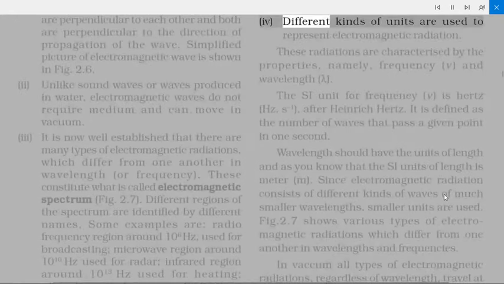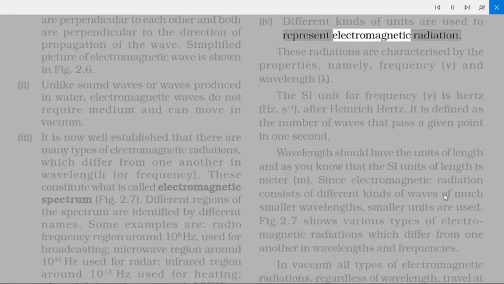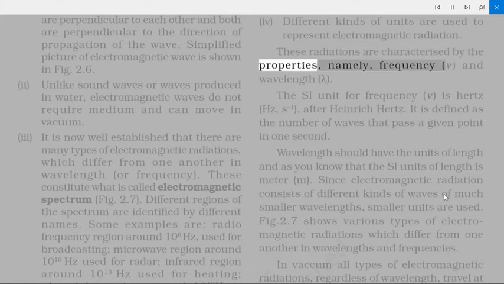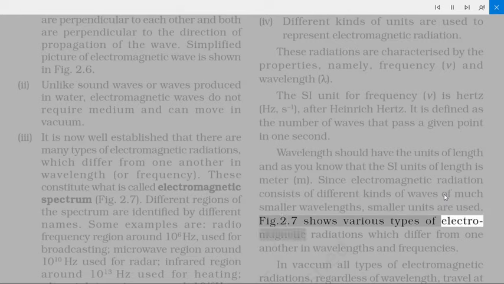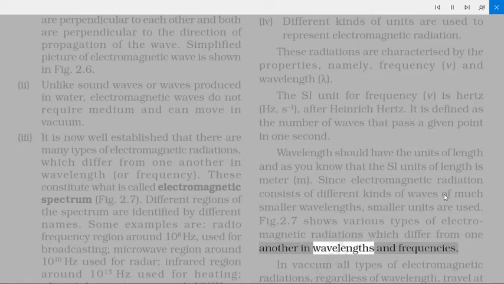4. Different kinds of units are used to represent electromagnetic radiation. These radiations are characterized by the properties, namely, frequency, nu, and wavelength, lambda. The SI unit for frequency, nu, is hertz (Hz, s^-1), after Heinrich Hertz. It is defined as the number of waves that pass a given point in 1 second. Wavelength should have the units of length, and as you know the SI unit of length is meter (m). Since electromagnetic radiation consists of different kinds of waves of much smaller wavelengths, smaller units are used. Fig. 2.7 shows various types of electromagnetic radiations which differ from one another in wavelengths and frequencies.